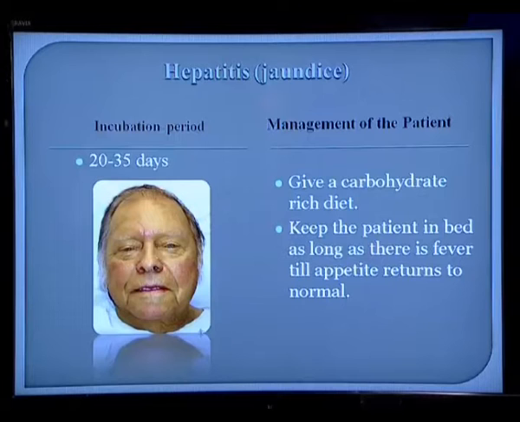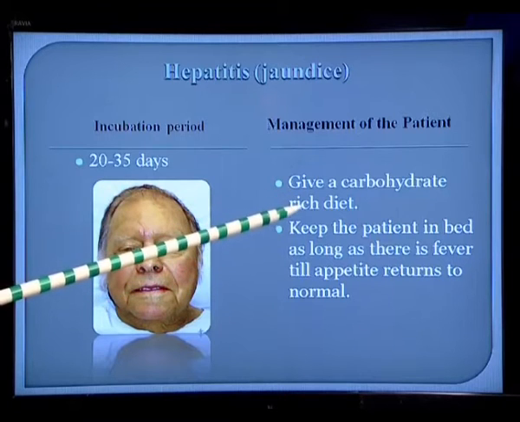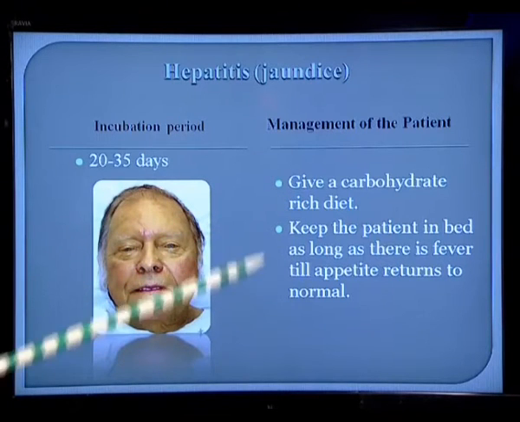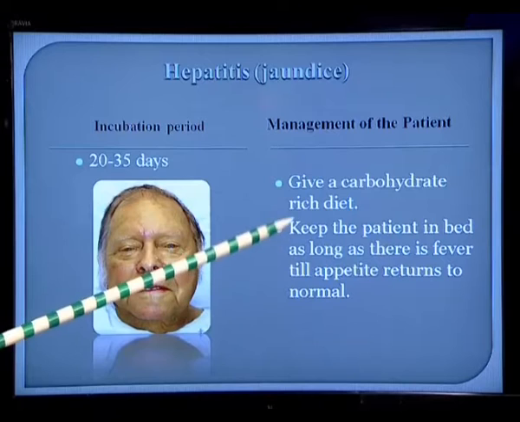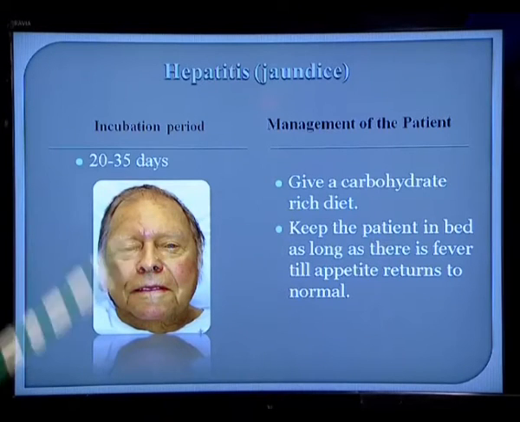How to manage a jaundice patient? You can see this patient is fully yellow, and he is resting. So, you need to give a carbohydrate rich diet and take as much rest as possible. The incubation period for hepatitis is 25 to 35 days.